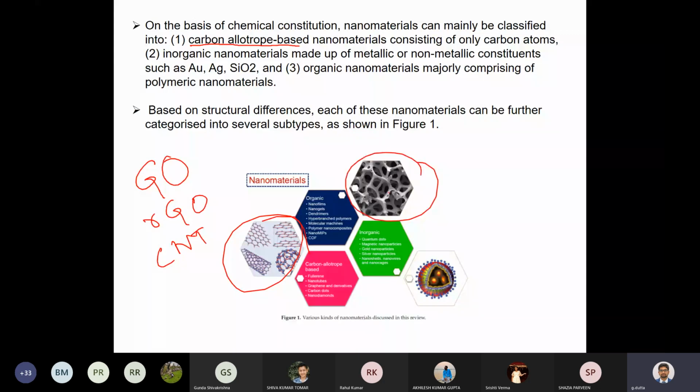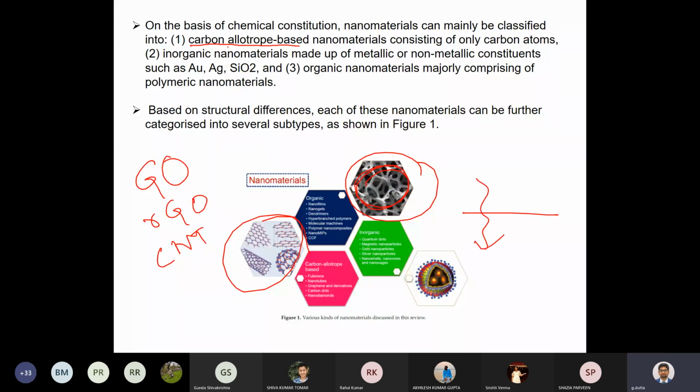Due to their high surface area, if you use some graphene oxide on the sensor, you will get this kind of surface. This kind of surface will help to immobilize more biological molecules. This type of nanomaterial also gives high conductivity, and because of the high conductivity, your electron transfer rate will increase. You will get a higher signal.